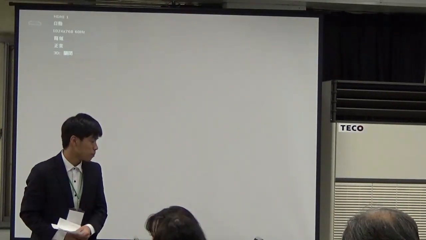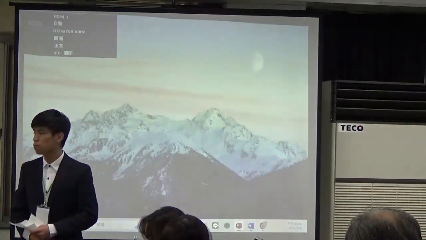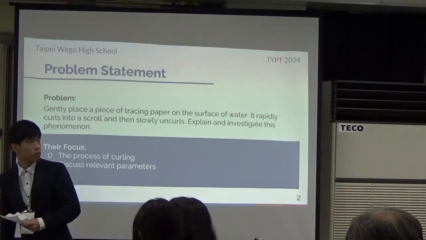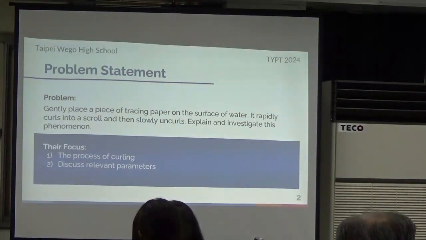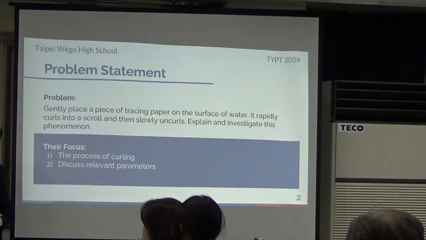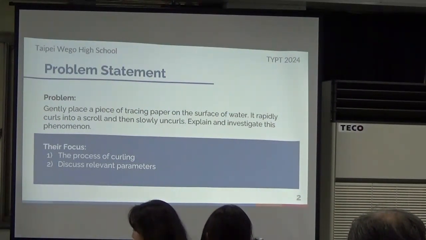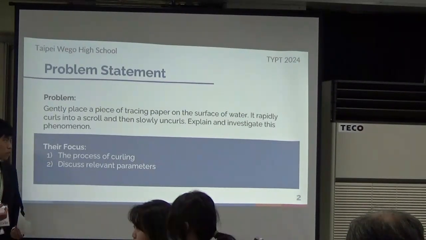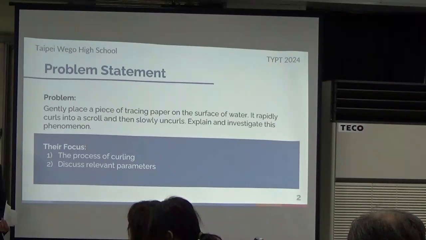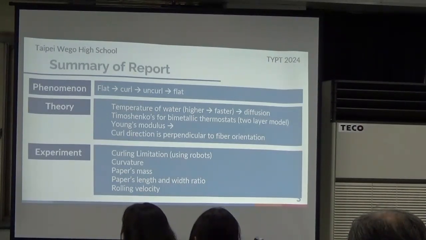Honorable judges and worthy debaters, this is the opponent from each opposing problem 15, wet scroll. For the problem statement, if we gently place a tracing paper on the surface of water, it rapidly curls into a scroll and then slowly uncurls. So the reporter focused on the process of curling and discussing the relevant parameters. So here's a summary of the report.